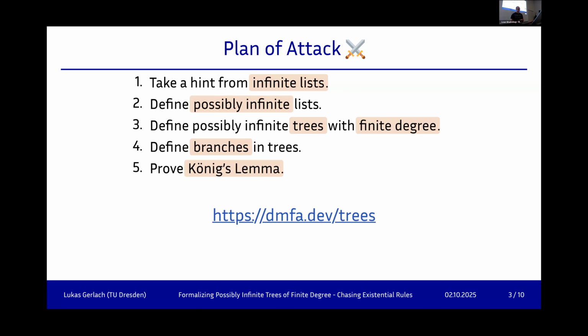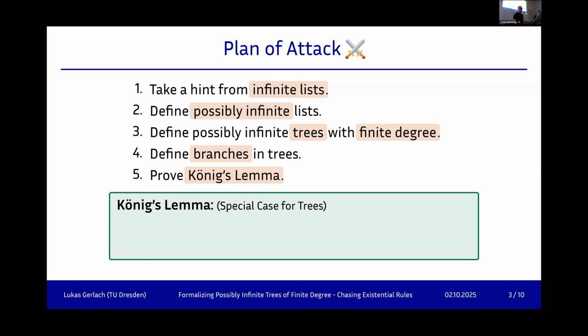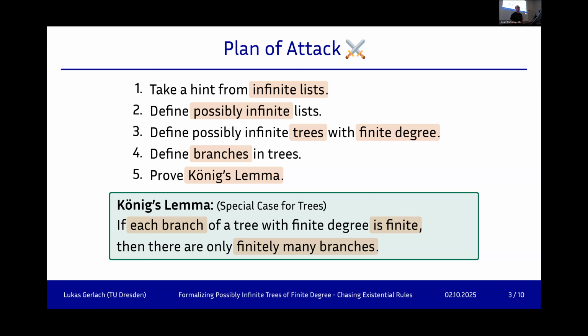And then for a little bit of playing, we are going to prove Koenig's lemma on those trees, which is stated like this, at least a special case for trees. I think you can state this more generally on graphs. But for trees, it just says, if each branch of a tree with finite degree is finite, then there are only finitely many branches in that tree. And this is something we want to show, not just for fun, but because we also want to consider some termination behavior of the chase algorithm. There, this is very useful to have.